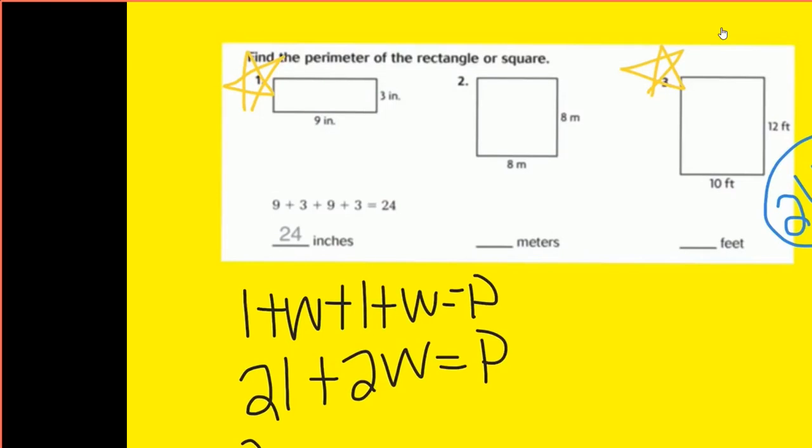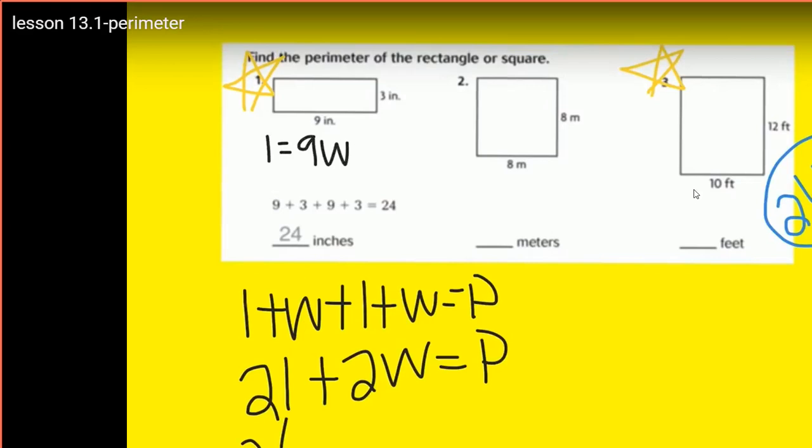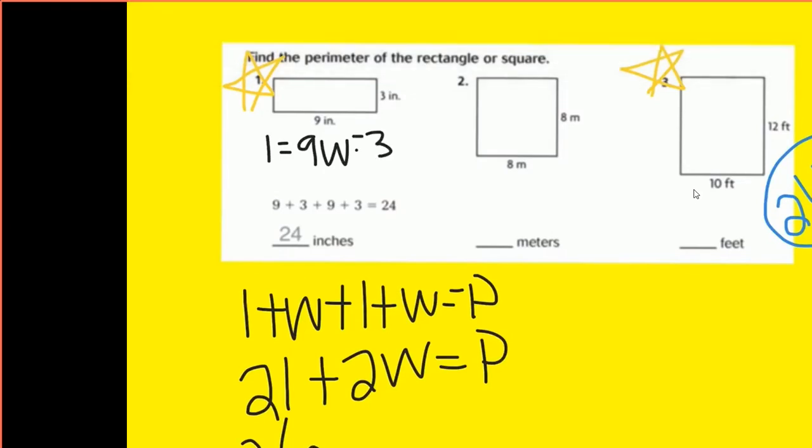2 times the length. Now remember, our length is 9, our width is 3. So 2 times 9 plus 2 times 3 equals our perimeter. 2 times 9 is 18, plus my 2 times 3, which is 6, equals our perimeter. So our P equals 24 inches around the rectangle. All right, let's head over to number 3, which you still have a star around as well.